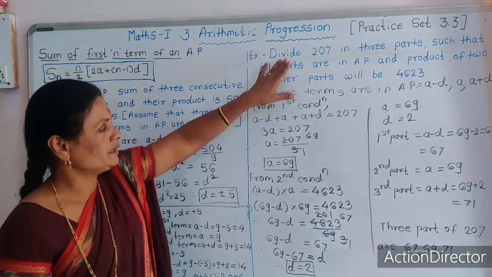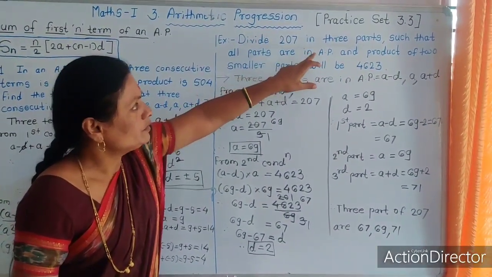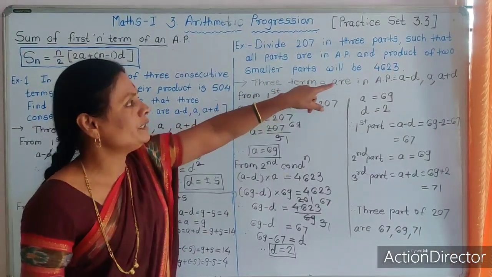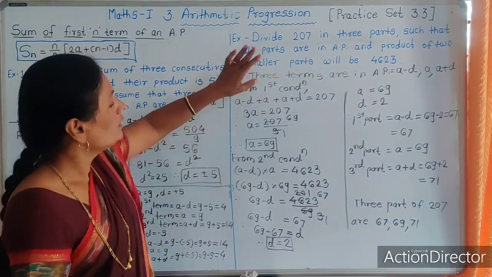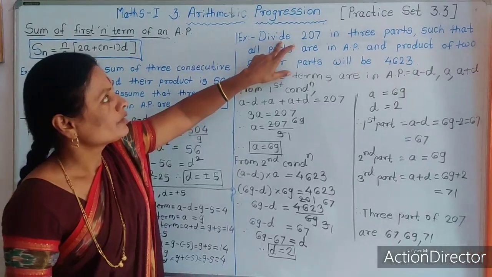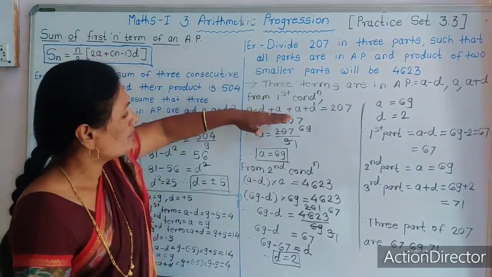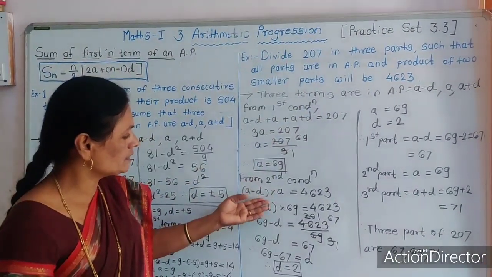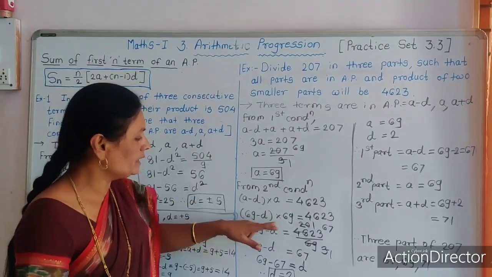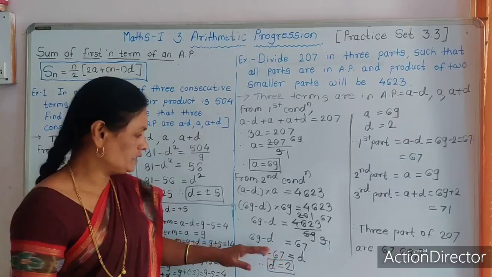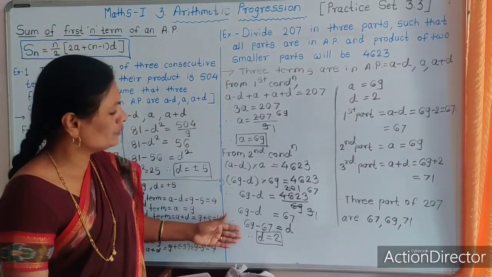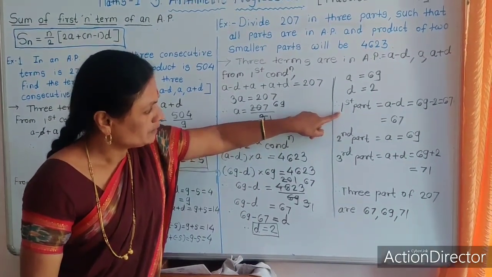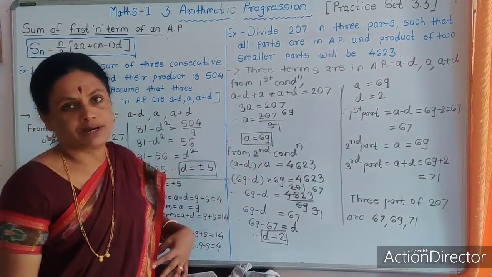Look here, the example is: divide 207 into 3 parts such that all parts are in AP and the product of the 2 smaller parts will be 4623. Here also we have two conditions. From the first condition, the sum of these three terms is 207, and from the second condition, the product of the 2 smaller parts is 4623. From these conditions we get the value of A and the value of D. Therefore from these we get the first part, second part and third part.